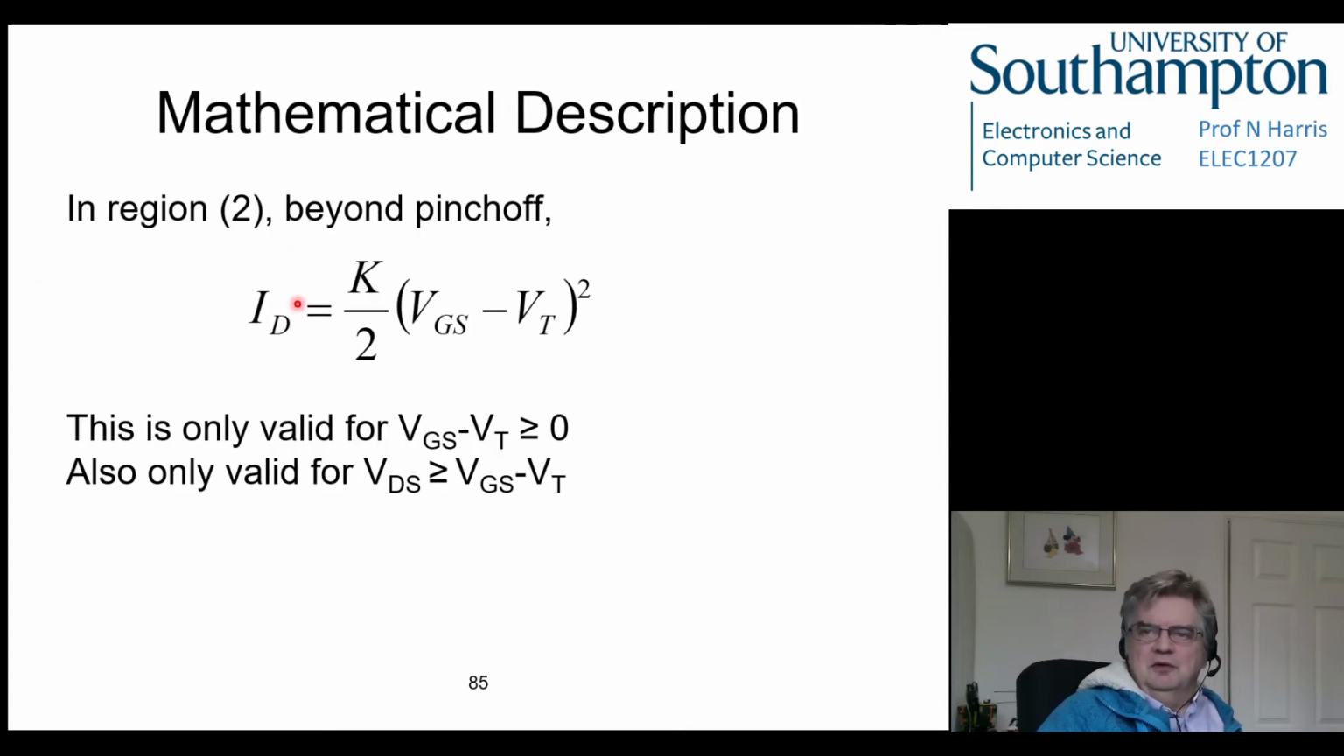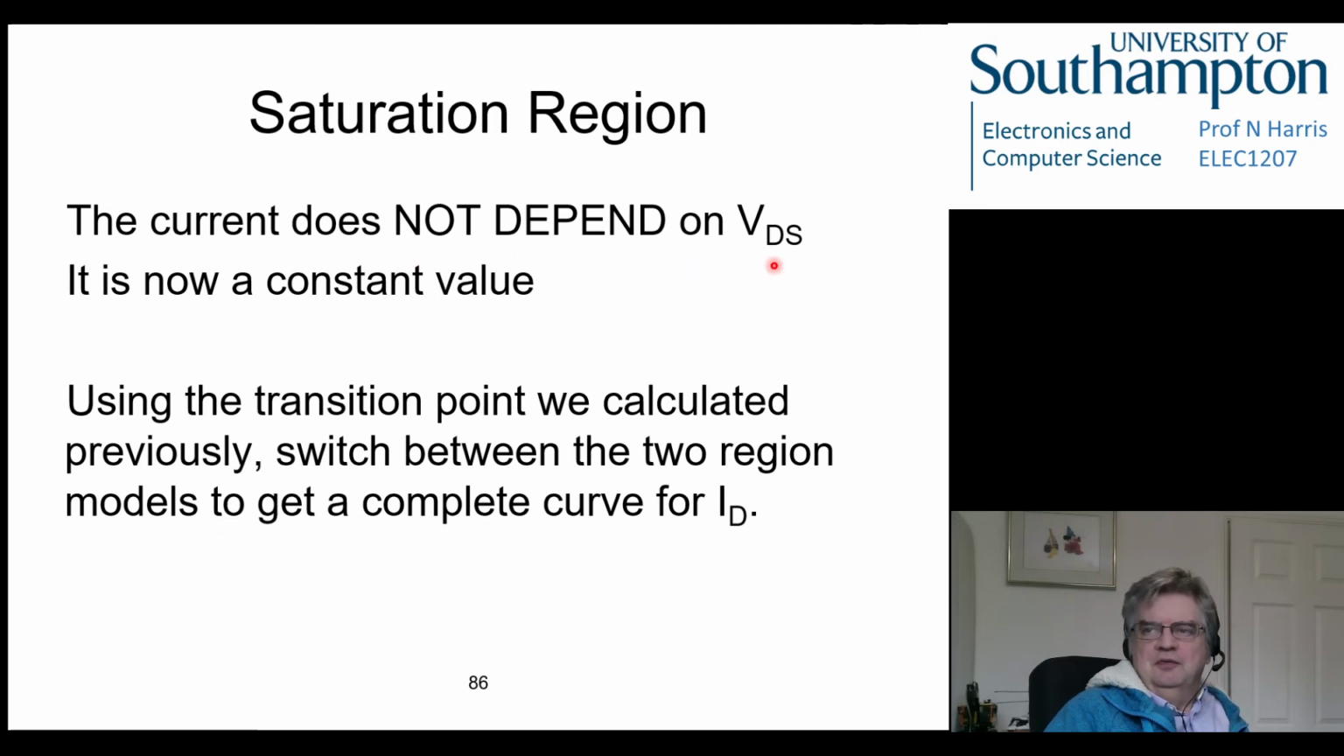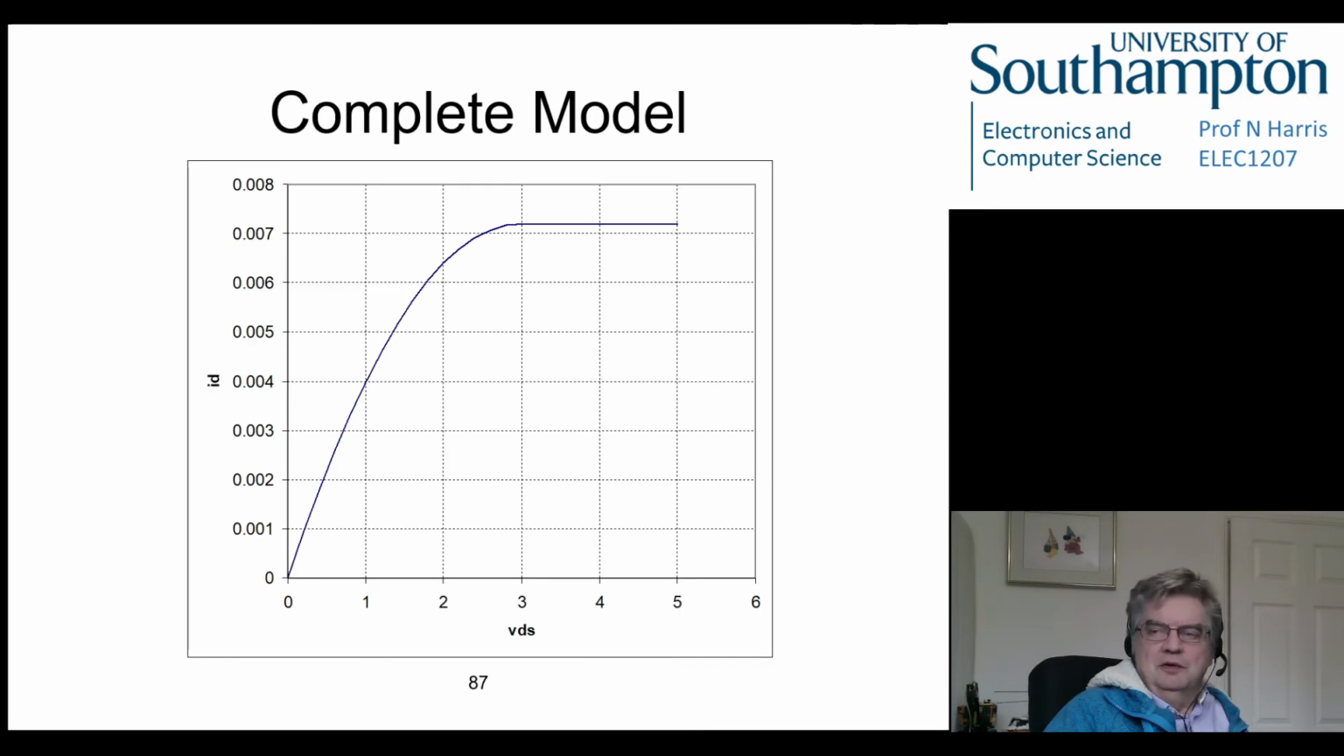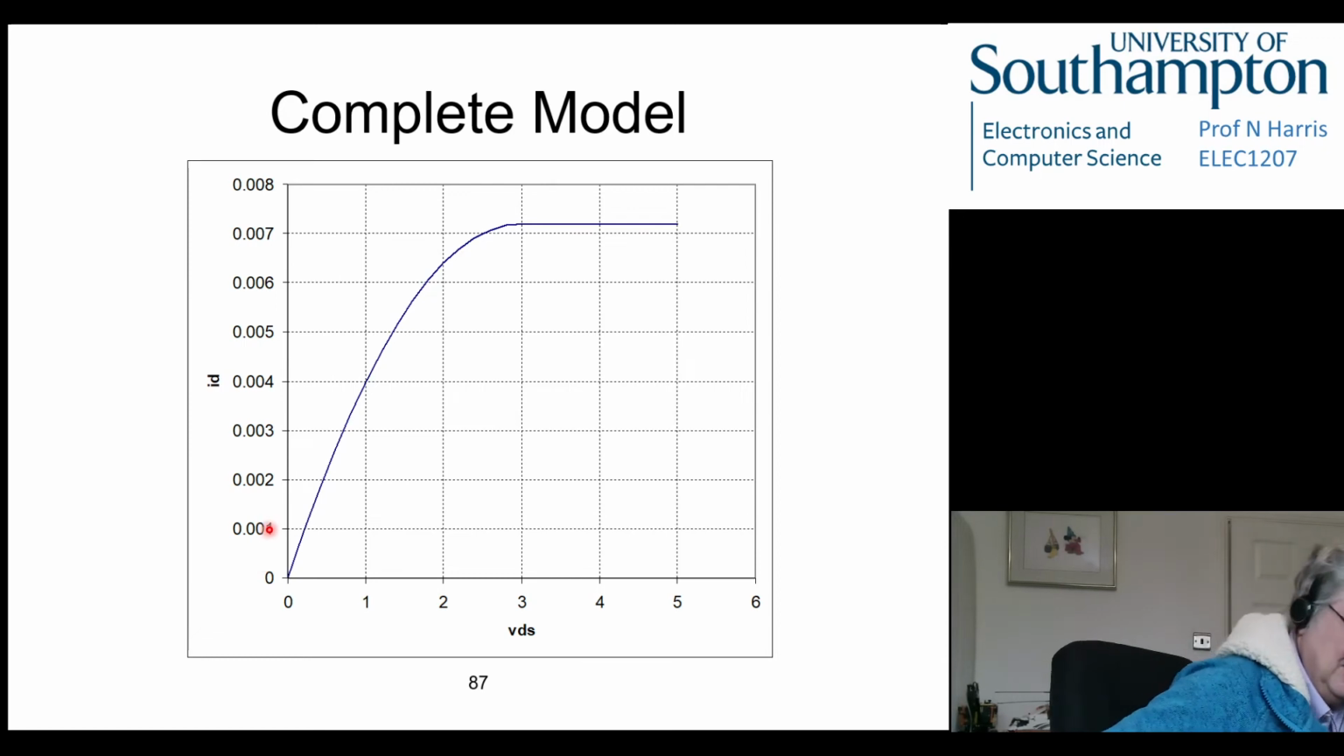So in the second region, we've got the other equation, which is this one. And again, there are some validity issues here, but this is really just saying it joins on to the other equation when we get to the turning point. This current does not depend on VDS, and we've gone through this many times now. It's a constant value. So using the transition point we calculated by the differential, we can switch between two regions to get a complete curve for ID. We do the first equation up to this point. We've calculated the turning point, we know where that is, and then the other equation just so happens to be the same value as the turning point, and that goes in flat, and that's how we generate our model.